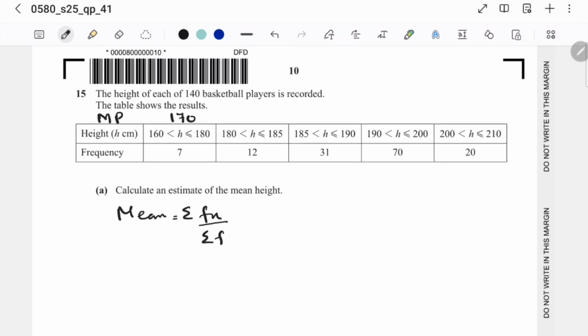Alright, you can do 160 plus 180 divided by 2. So for 180 and 185, it is 182.5. Add the two numbers and divide by 2. If you don't know what number it is, 187.5 is lying between 185 and 190, 190 to 200 is 195, and 200 to 210 is 205. Okay, so I'm going to multiply. This is your midpoint x, and this is f. You are multiplying both of them to get the number for fx.